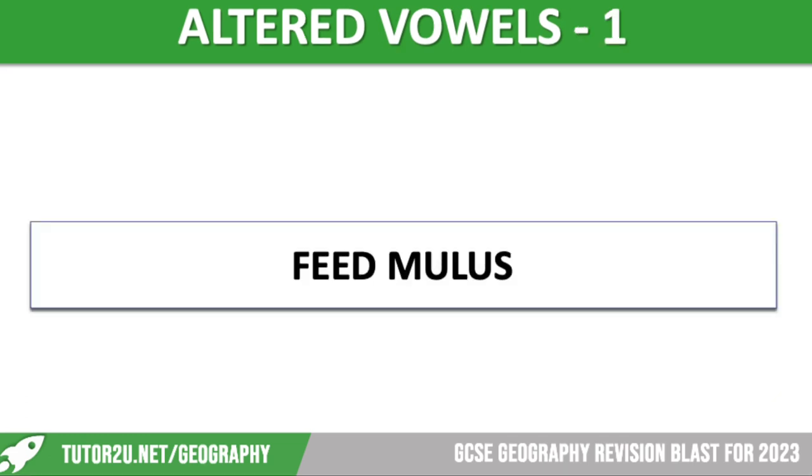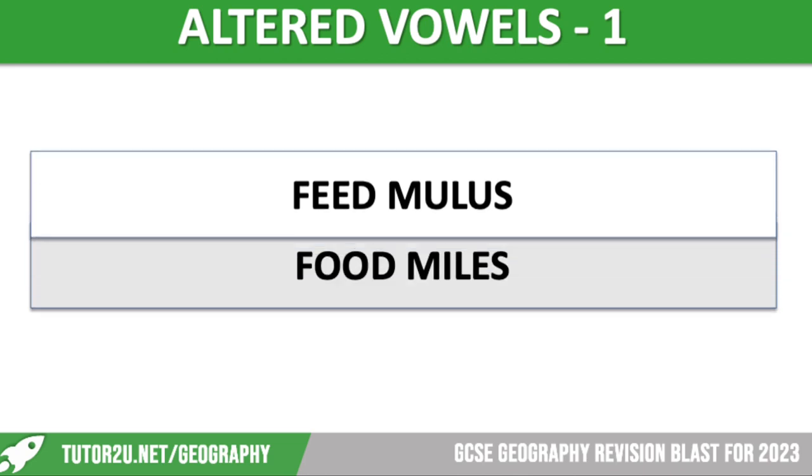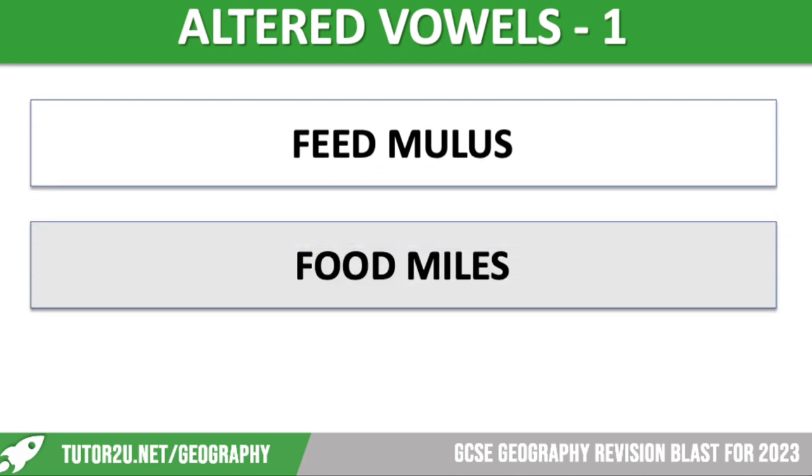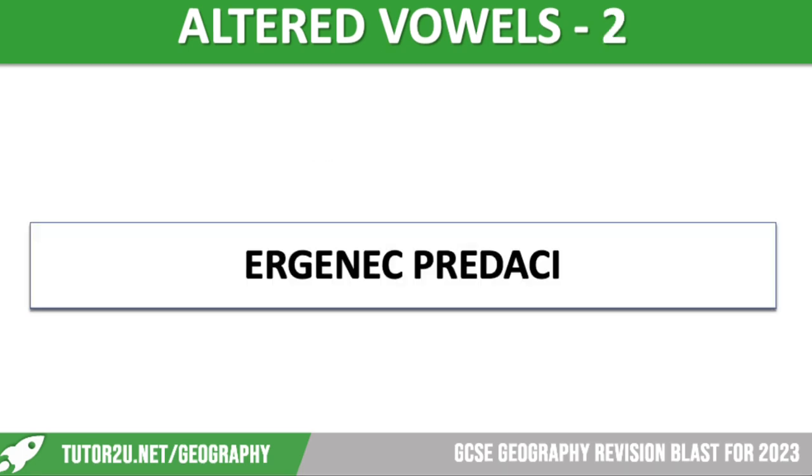So here we go. So this one is to do with food. Okay, hopefully it's a nice easy one to get started. It is food miles, which is the distance covered supplying food to customers from field to fork. Right, number 2.